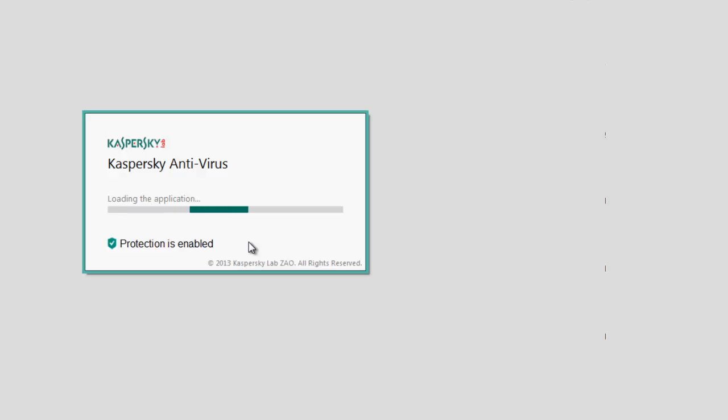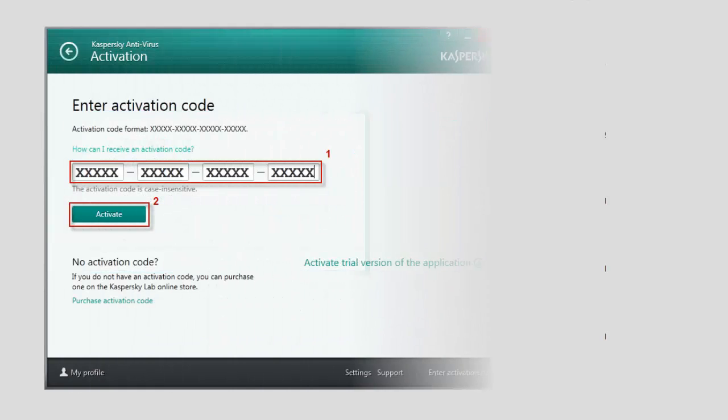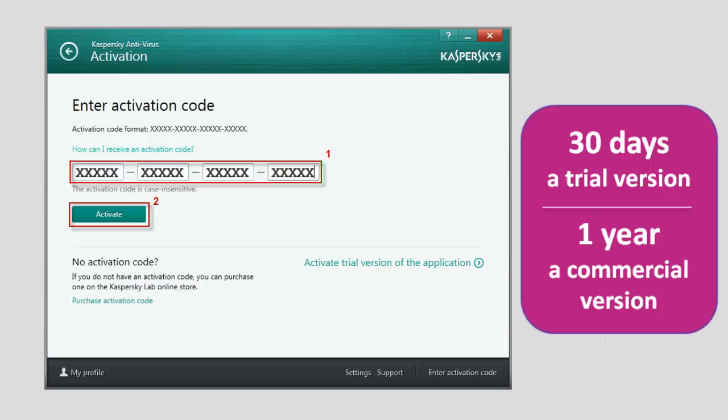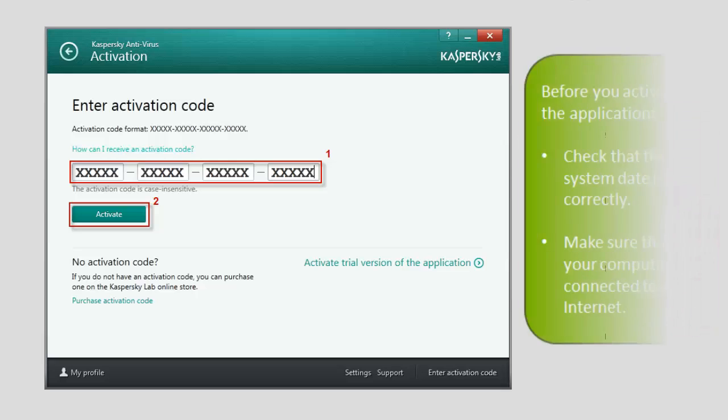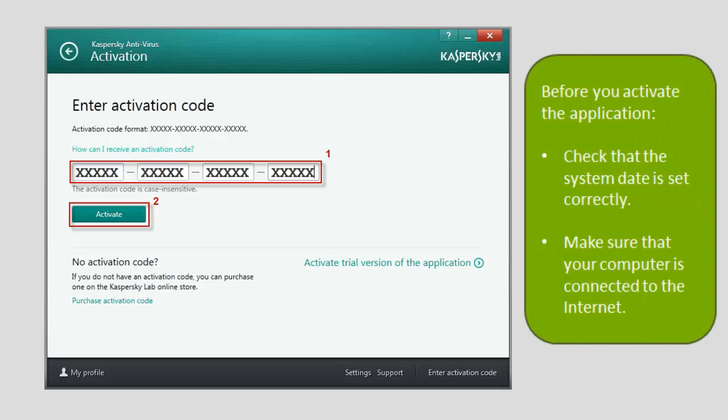After activation, you will be able to use a fully featured version of the program for a certain period of time, depending on the activation type. For 30 days if you choose a trial version. For a year if you choose a commercial version. Before you activate the application, check that the system date is set correctly. Make sure that your computer is connected to the Internet.